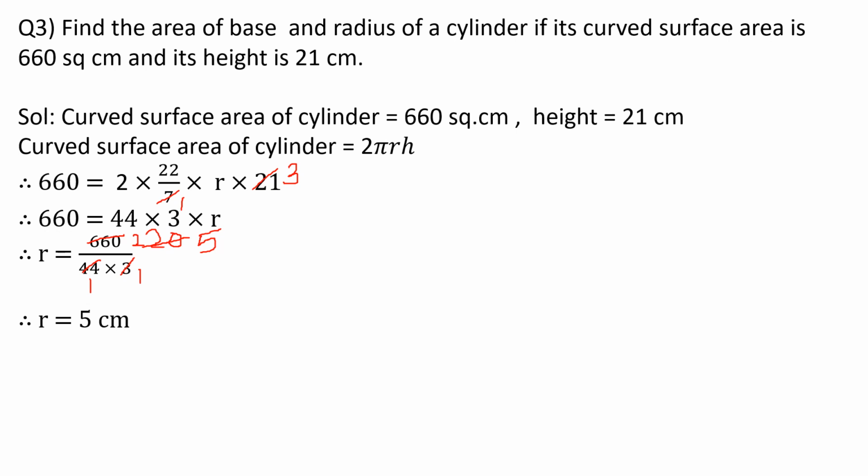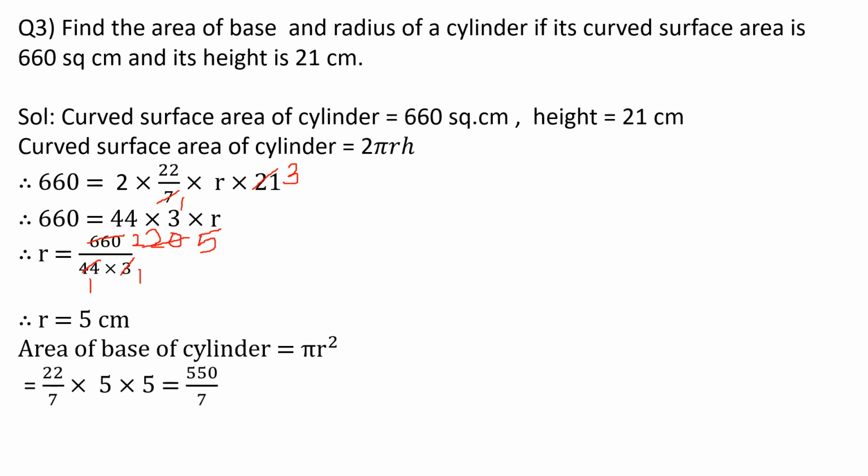Now we can find the area of the base. So therefore area of base of cylinder equal to pi r square. So we'll just substitute the values. Pi value 22 upon 7, into radius r we got, that is 5. So r square is given, so student, you have to write radius 5 into 5 twice. Okay, now we cannot simplify. 7 will not cancel here also, here also.